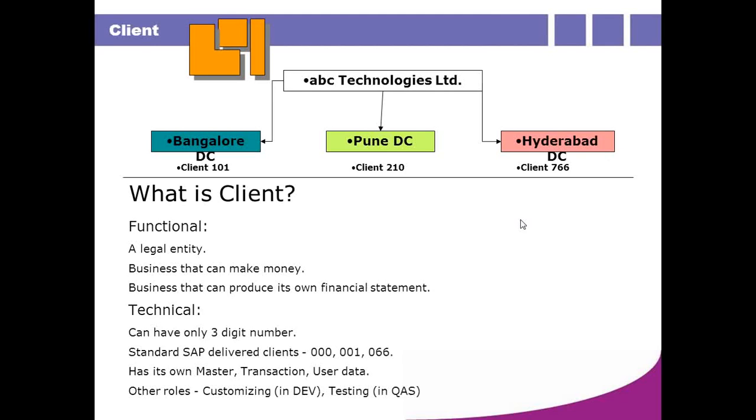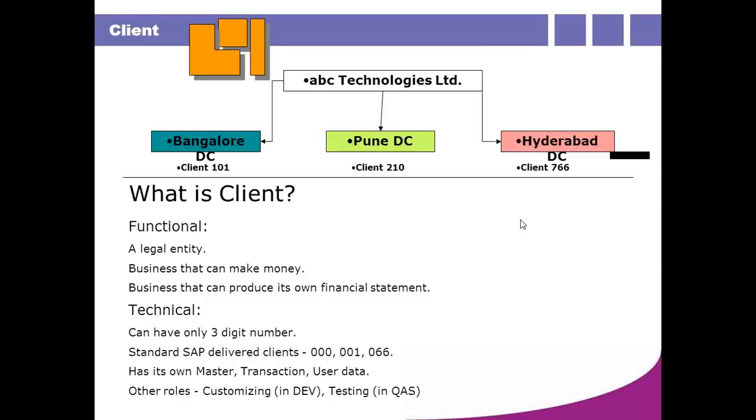Everything is inserted in the same table or same database. For example, I created a user from Bangalore, from Pune, and from Hyderabad. But these three users are stored in the same table in the single database, for example the USR02 table. Or you created a background job, or something else. So under the USR02 table, three users are there.